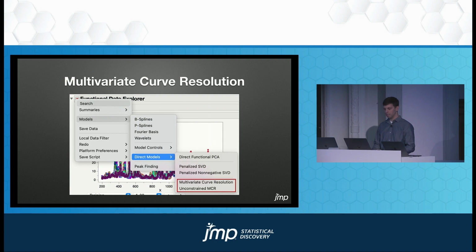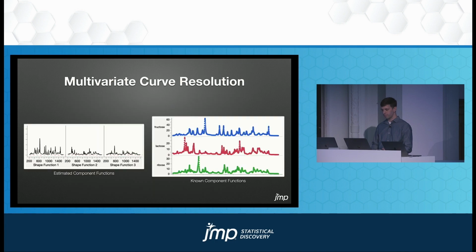So once FDE is launched, we'll find the multivariate curve resolution option under the Models red triangle menu. So we also have an unconstrained multivariate curve resolution. This is for if you want to allow negative values in the component functions. The standard MCR is going to just use positive values.